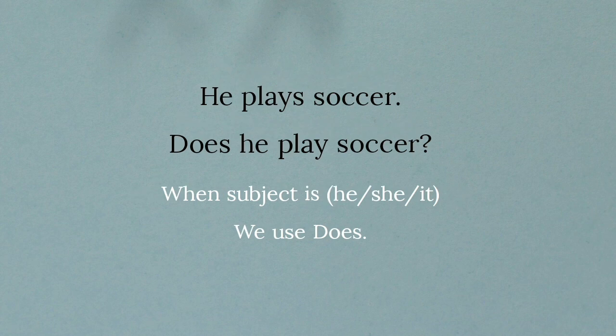Our second example says, he plays soccer. Now, by now you must be knowing why I have added an extra s by the end of the verb. This is because our subject is a third person singular. Now, this is not a question. So, to turn it into a question, all we need to do is to add does in the beginning of the sentence and a question mark at the end. So, whenever a subject is he, she, or it, we use does to change the sentence into a question.